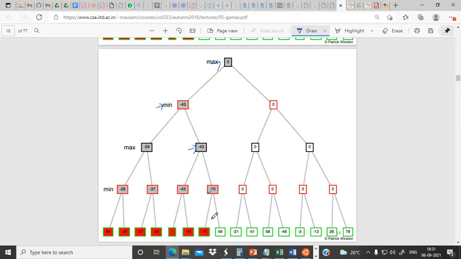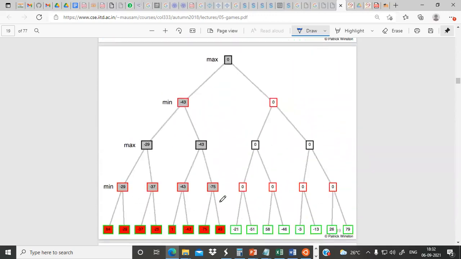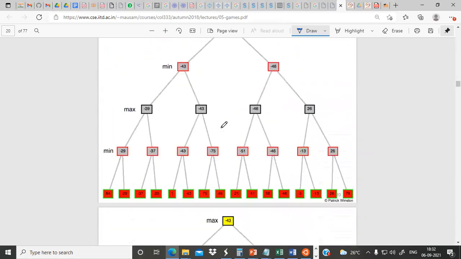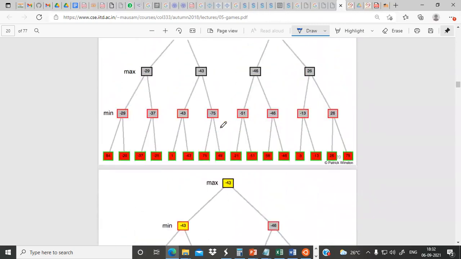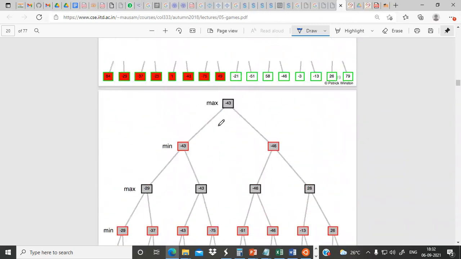Now when you explore 49, will there be any change? No change, because this will be minus 75 only, because this is min. Okay. So after exploring 49, there is no change, because this wants the minimum one. It doesn't mind about the maximum, right? So now the entire left tree is explored. Similarly, we should do for the right subtree.